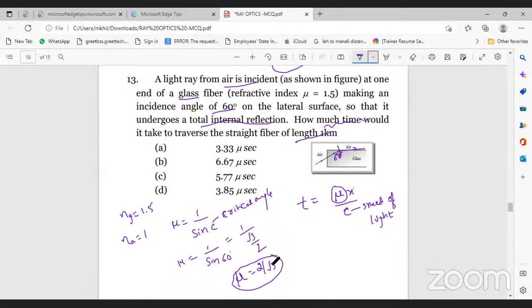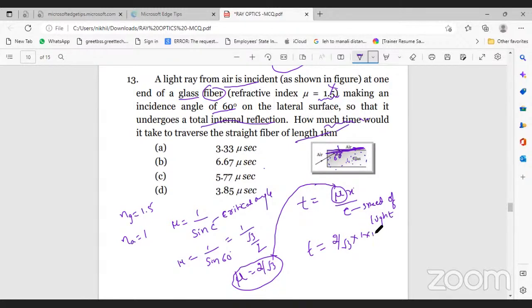So you got the refractive index of that medium where the critical angle is taking place. You substitute that mu here. Don't substitute the other mu; that is for the glass fiber. At one end the glass fiber is there, and its refractive index is 1.5, not this medium. This medium's refractive index we are calculating; the fiber's refractive index is given. So what is the refractive index? 2 by root 3.